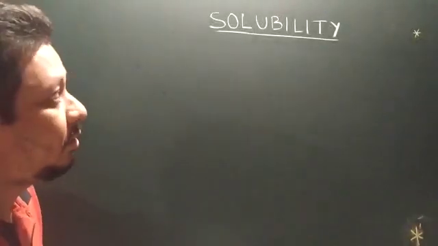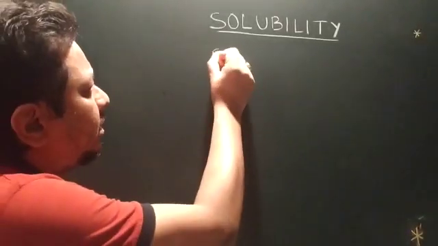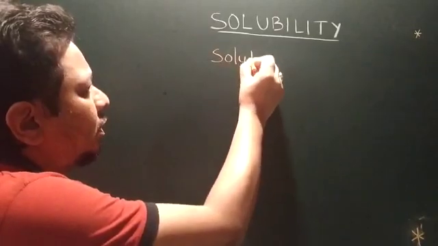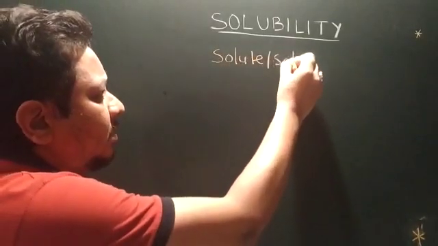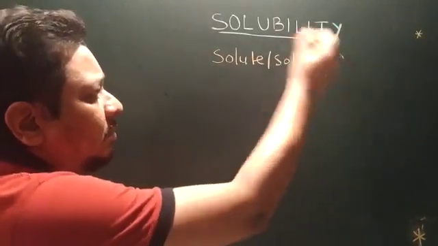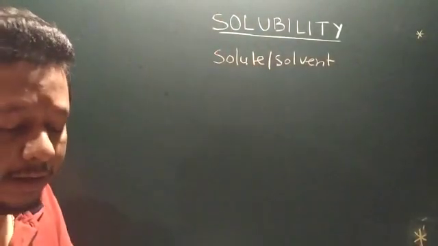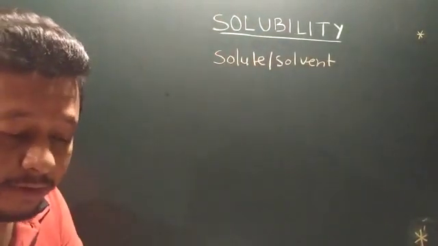Solubility. What is the meaning of solubility? Simple. The solubility is expressed as solute per solvent. That is the basic understanding of solubility. I will just read it out for yourself.